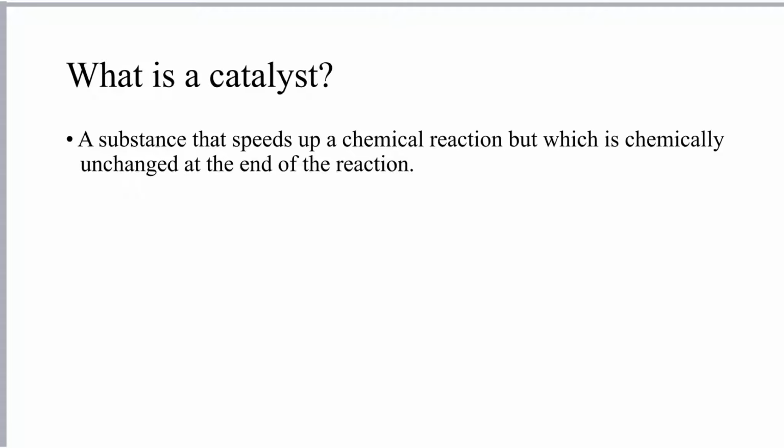A catalyst is a substance that speeds up the rate of a chemical reaction, but is chemically unchanged at the end of the reaction. Really importantly, a catalyst can't make a reaction occur that wouldn't occur in its absence. A catalyst will simply speed the rate of a reaction up. Because a catalyst is chemically unchanged at the end of a reaction, a catalyst can be reused.